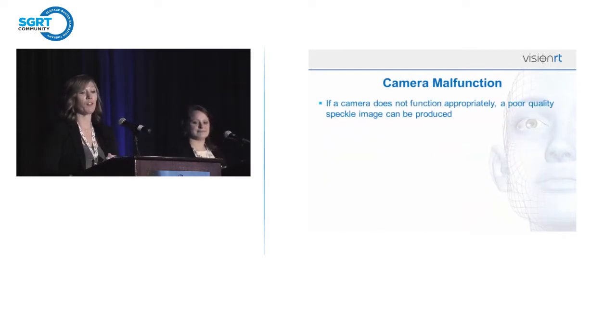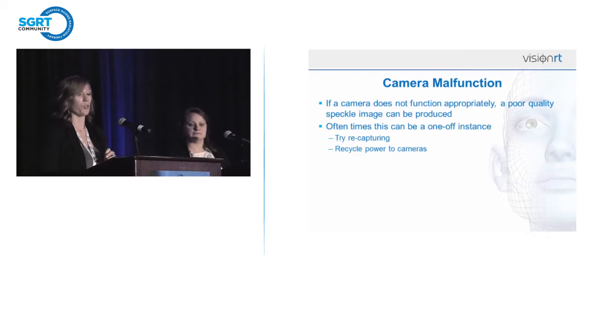So if it doesn't function properly, we might have a poor quality speckle image. Oftentimes, this could be a one-off instance, so you can try recapturing. If that doesn't work, you can power cycle your cameras, turn them back on and capture again. If that doesn't work, give us a ring and we will come fix it, which might require an on-site visit.